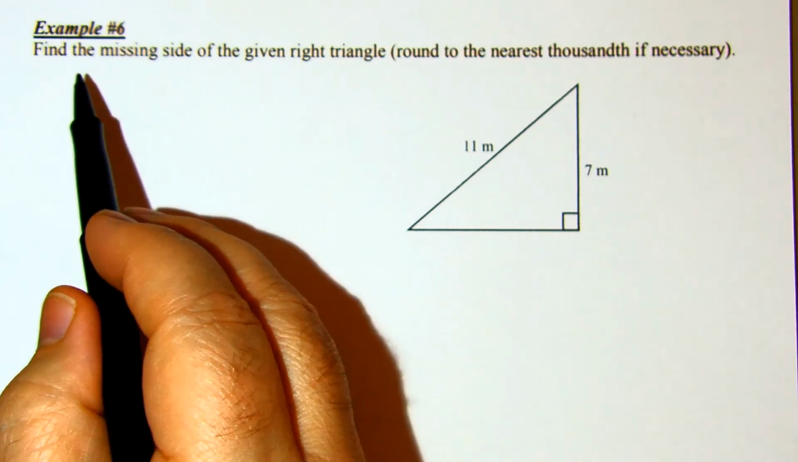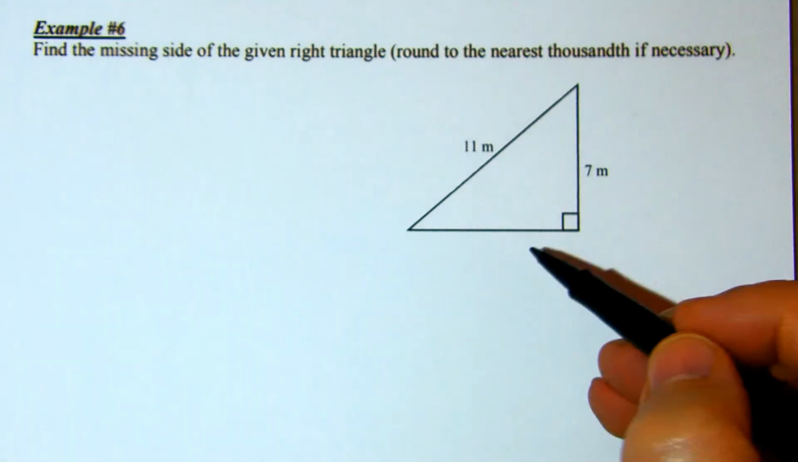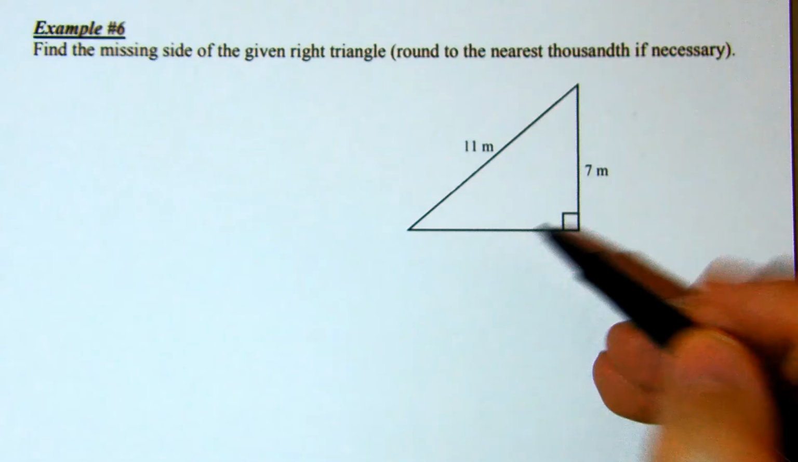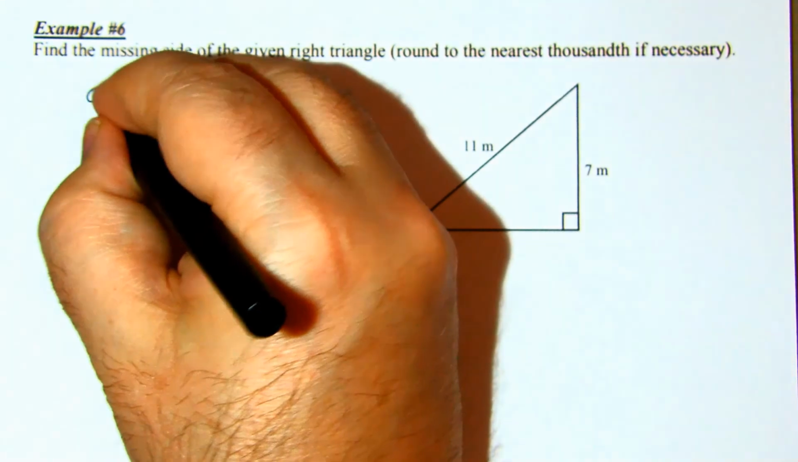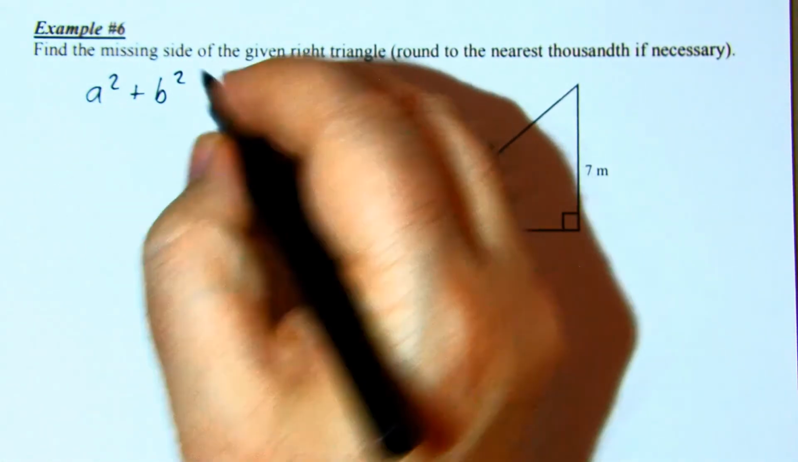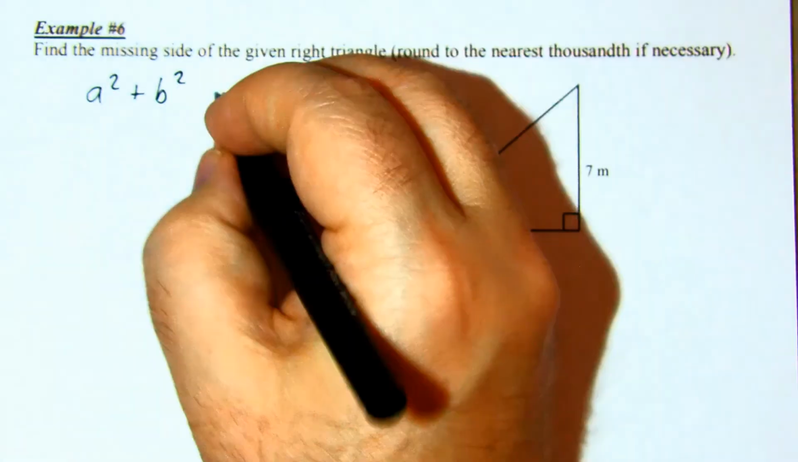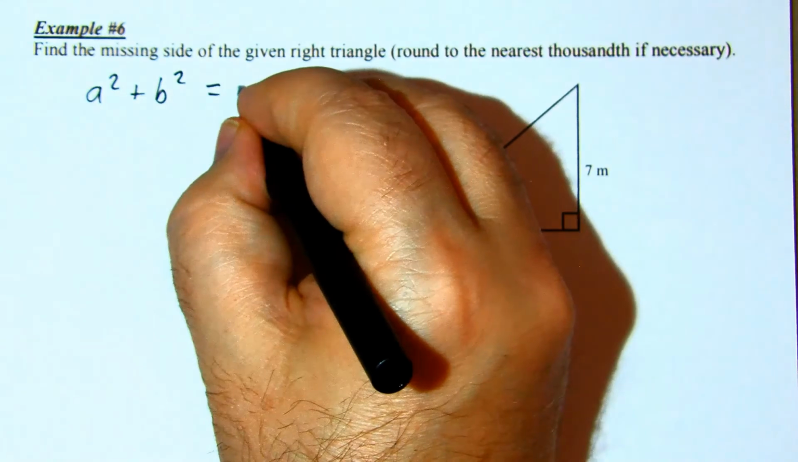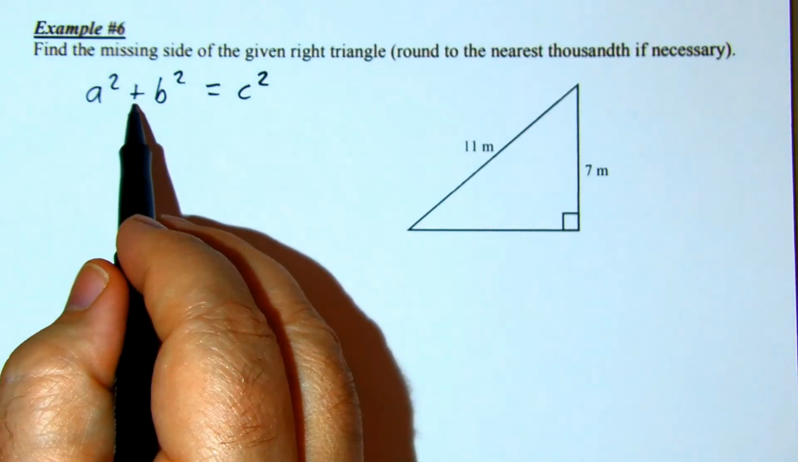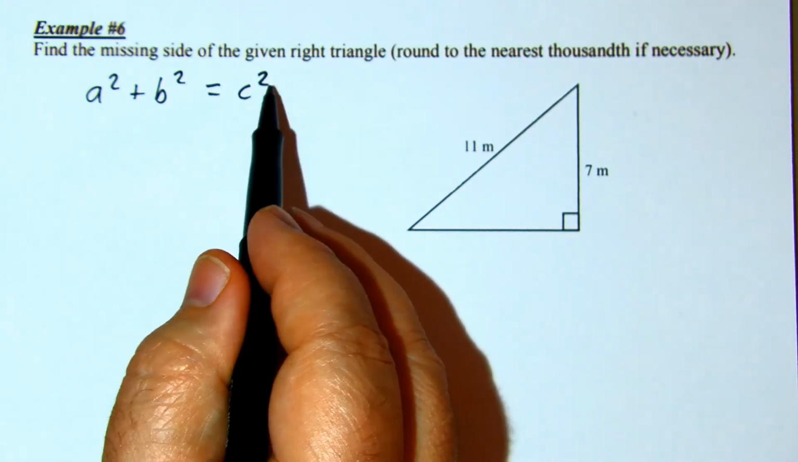Example number 6. Find the missing side of the given right triangle. In this example, the missing side is one of the two legs. So when we write the Pythagorean theorem, I'll write it with the a squared plus b squared on the left, because I want the variable that I'm looking for to be on the left when I go to solve this equation. So a squared plus b squared equals c squared. The sum of the squares of the two legs is the hypotenuse squared.